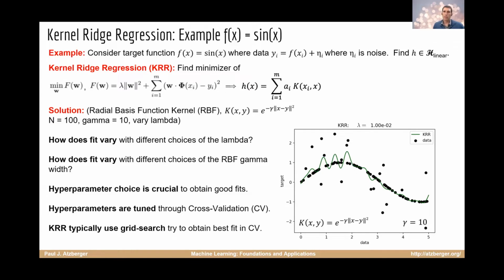So what's going to happen here is, if I'm not careful, I'm going to way overfit my data. In other words, if lambda is not big enough, I'm going to way overfit my data and essentially fit not only the underlying signal that I was interested in, but also the noise.